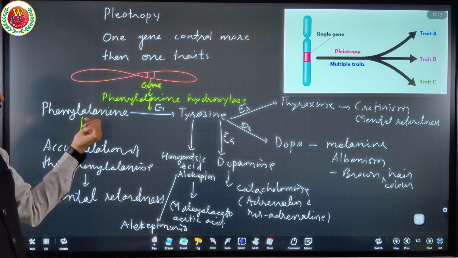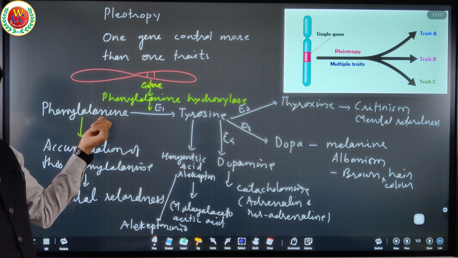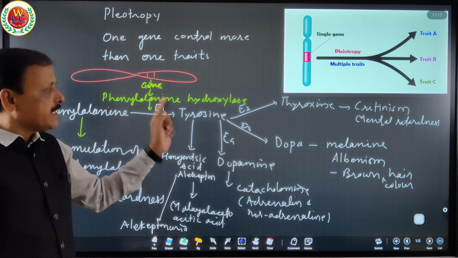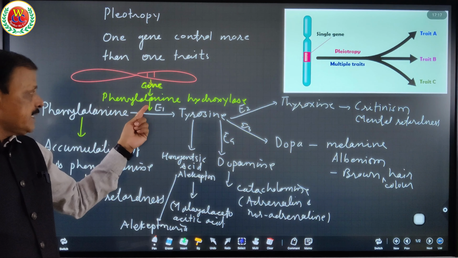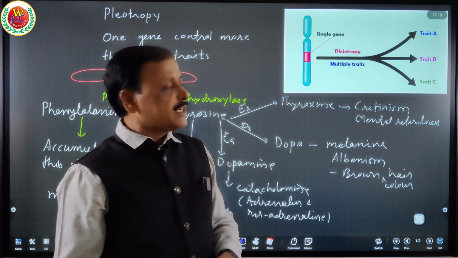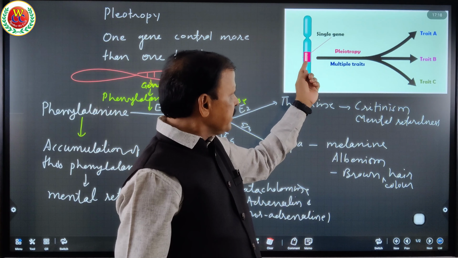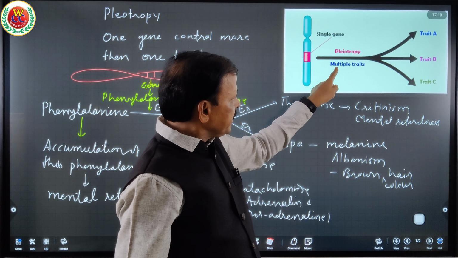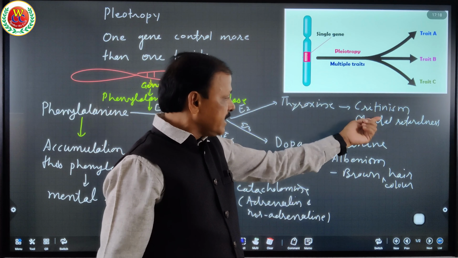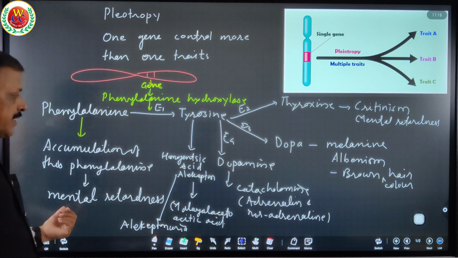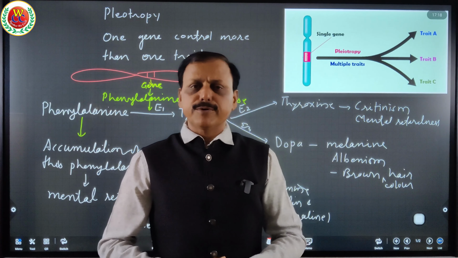Therefore, phenylketonuria is the best example of pleiotropy, showing that phenylalanine will not be converted into tyrosine, and thereby it will affect more than one trait. Hence, it can be defined as a gene which affects more than one trait, and hence this can be the best example of pleiotropy, shown here in the diagram, that a gene with pleiotropy affects multiple traits A, B, C. We can give the example of cretinism, albinism, and phenylketonuria, the best example given in your book, that one gene affects more than one trait.